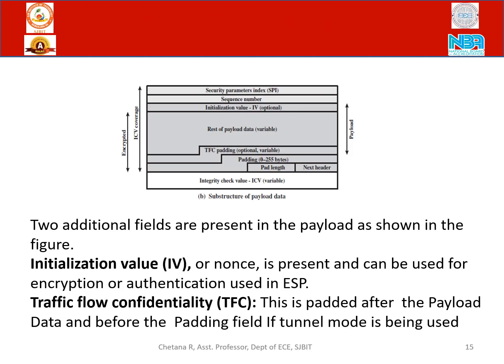So this is how the substructure of payload data looks, an extended version of this diagram. Two additional fields are present in the payload. If you look into this, this remains the same. Security parameter index tells the name of the security association database. Sequence number is a counter, which helps in tracking the packets as well as avoiding replay.